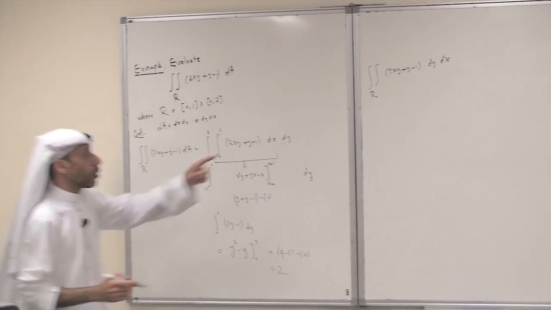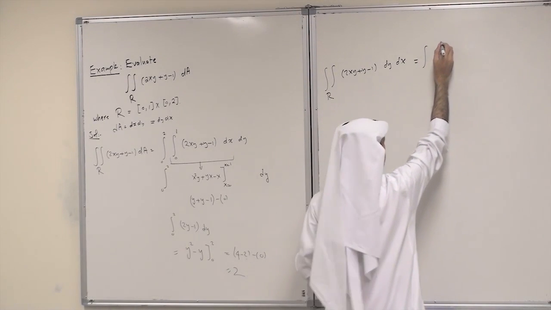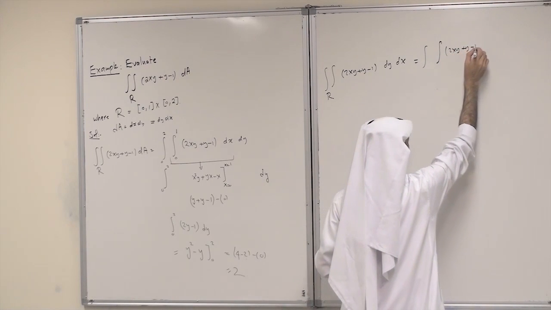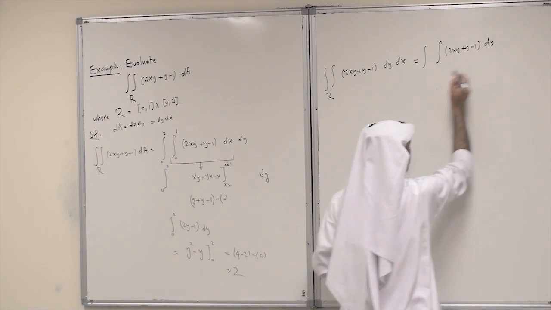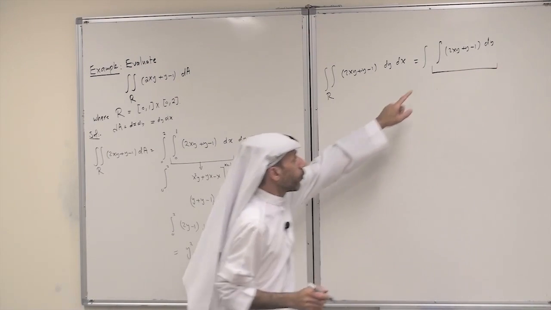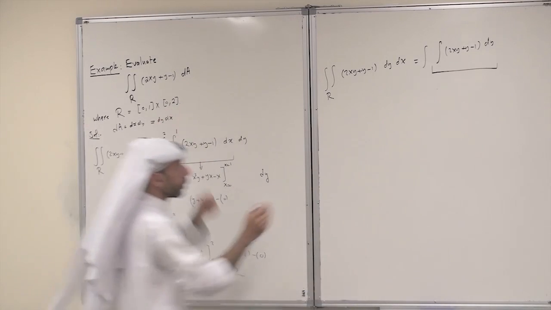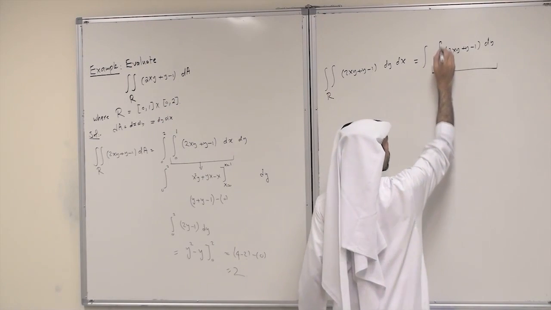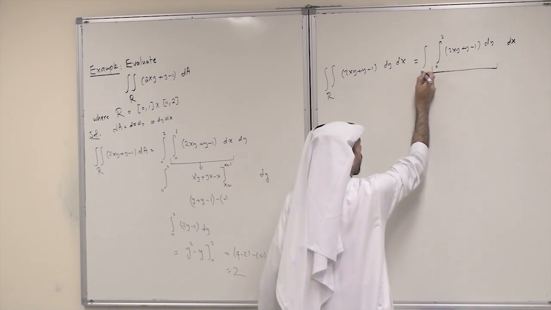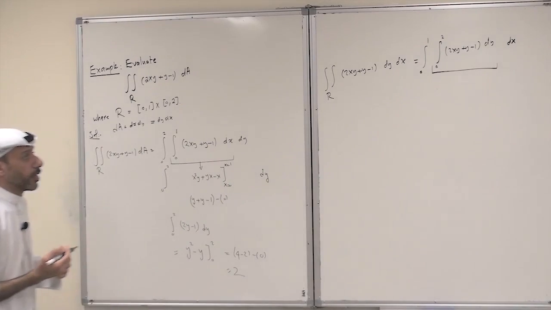dy dx. So now we start with the inner integral. This is the integral of 2xy plus y minus 1 dy. The inner integral is with respect to y, so for the limits, I choose the values of y, which is 0 to 2. Then dx for the outer, and they are 0 to 1. This is the setting up of the limits of integration.